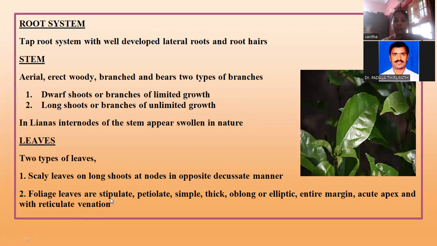These foliage leaves are stipulate, petiolate, simple, with a thick leathery texture, oblong or elliptic. Elliptic means they may be either elliptic in shape or oblong, like a banana leaf, with an entire margin, a simple smooth margin without any extras like a serrate margin, and with reticulate venation. This is about the leaves.